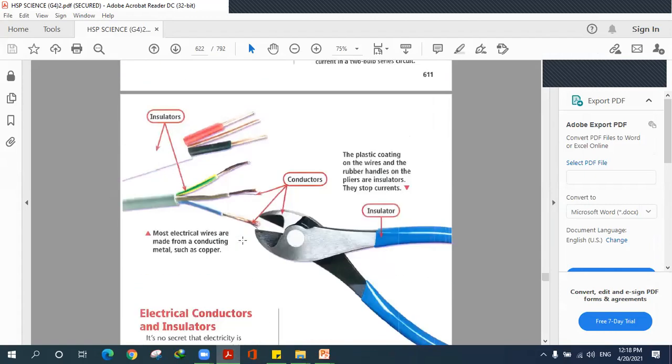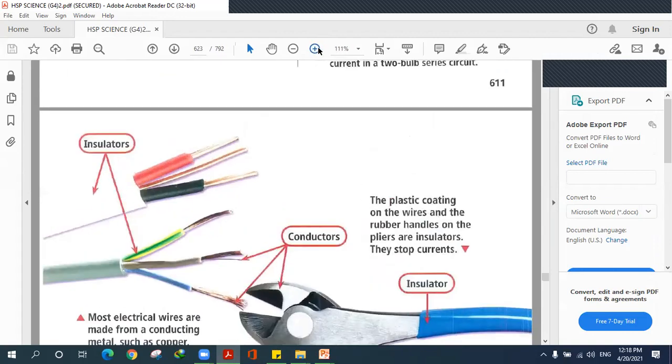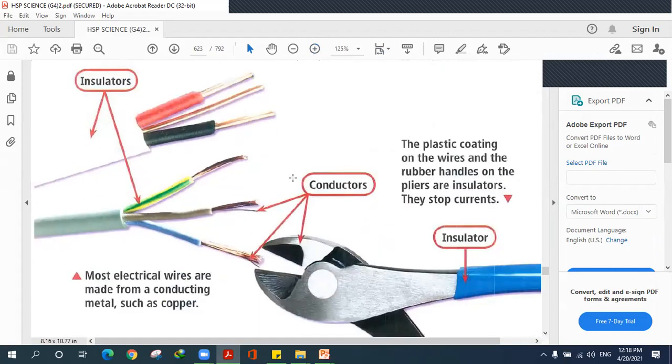So for example, in this picture, we have different wires, as you can see. You see this outside coverage? It's made out of plastic. Yes, well done. And those are insulators. So when we touch a wire, we don't get electrocuted. While the inside part of the wire is actually a conductor.